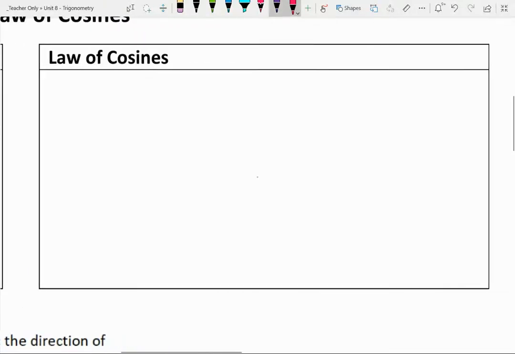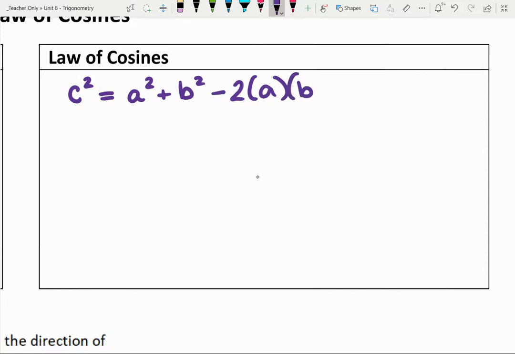Our law of cosines, this is the one that's a little bit trickier to remember because it's got a lot of pieces, but we can think of it as the length of a side squared. So again, the law of cosines applies to any triangle. The square of the length of any side is equal to the sum of the squares of the other two sides minus 2 times those other two side lengths times the cosine of the angle opposite of the original side.